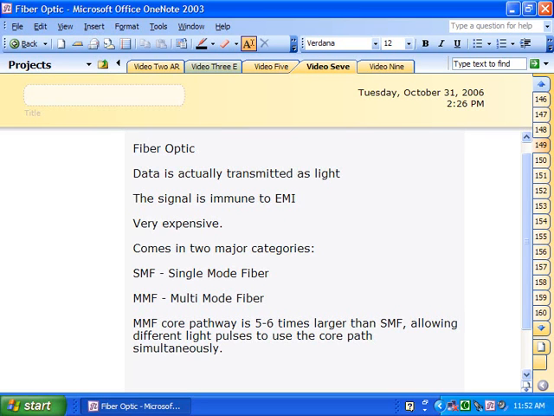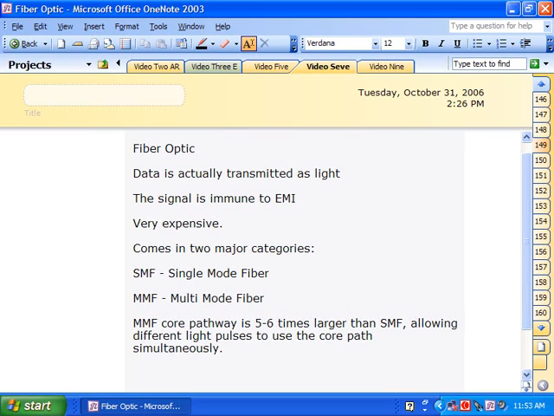And this does allow for more diffusion of the light, but it also allows different light pulses to use the core paths simultaneously. So it's kind of like broadband versus baseband in that we can either carry one signal with SMF or multiple signals with MMF. Now, I'm not comparing SMF and MMF to baseband and broadband in other ways, just that one way where SMF is going to carry a single signal and MMF is going to carry multiple signals.